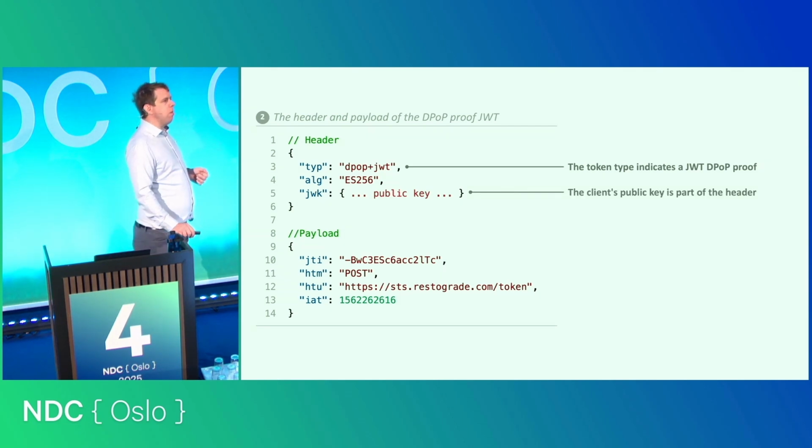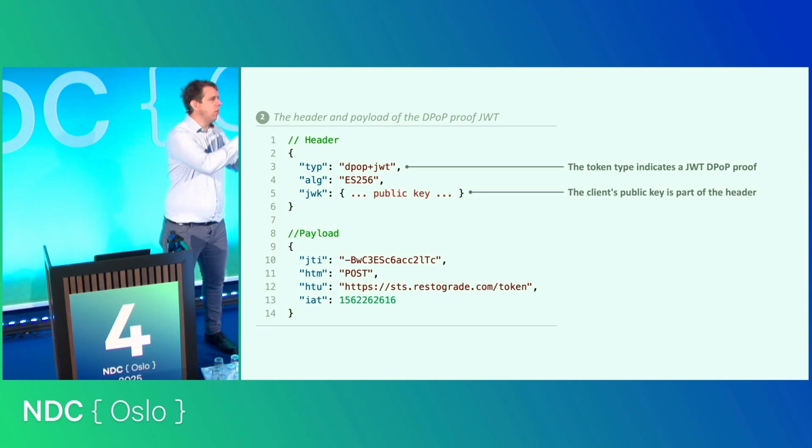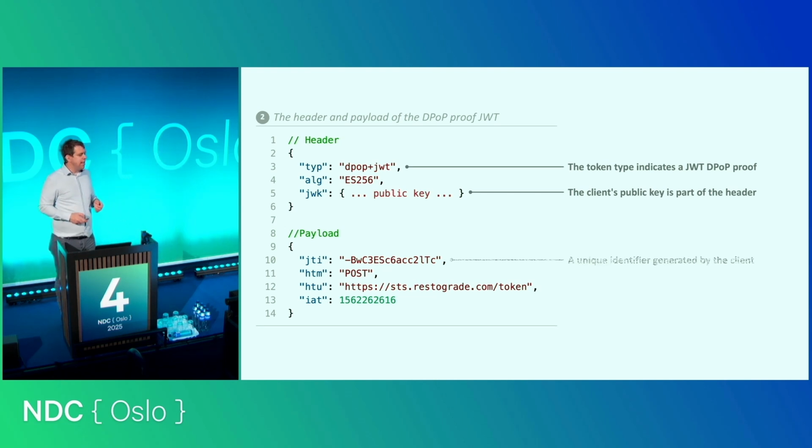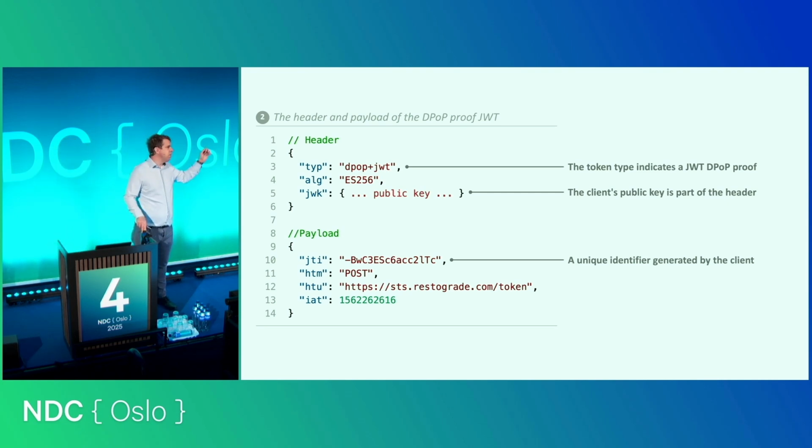The client includes their public key with this. This is the way we send our public key to the STS, so it can bind the token to this public key. We send it along as part of the signed data. In the body, we find a JTI, which is a JSON Web Token identifier, a unique ID for a JOT, that will be used by the STS to do replay prevention. So it will keep a cache of previously seen JTIs, and it will reject anything it has seen before.